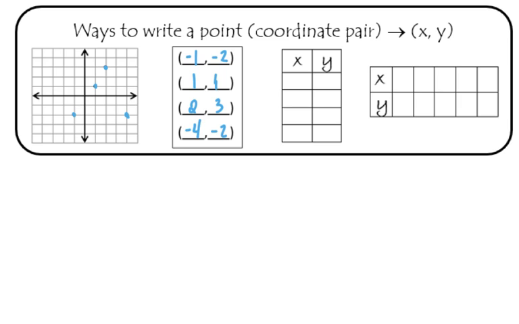So I can write these in a vertical table, and you would just put your x value under the x and your y value under the y. Just make sure that the same ordered pair stays together, that you're not mixing up the x's and the y's. And you can do the same thing in a horizontal table. Again, just make sure that you're matching up the right x with the right y.